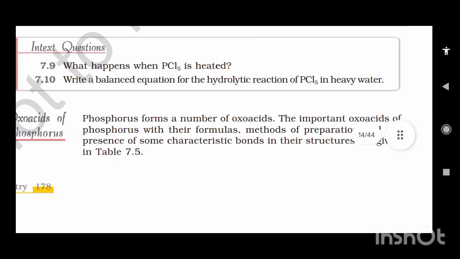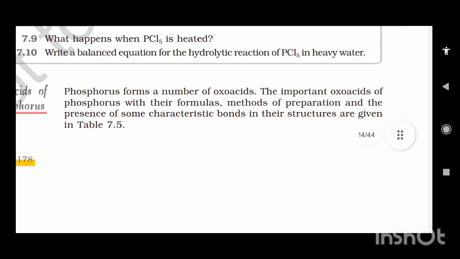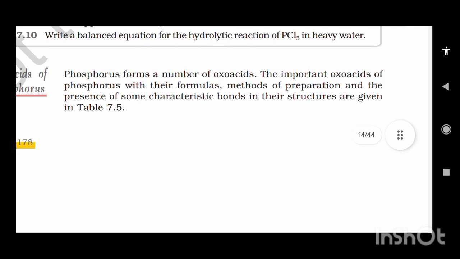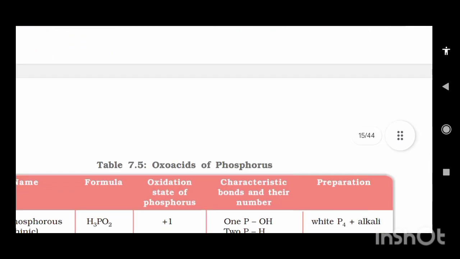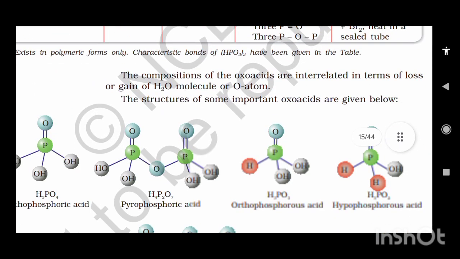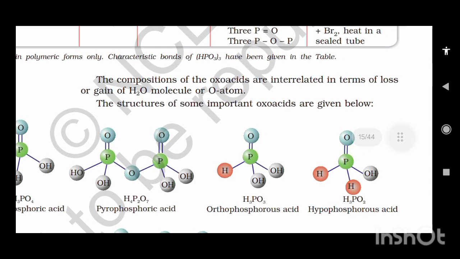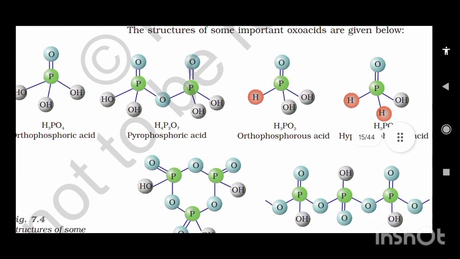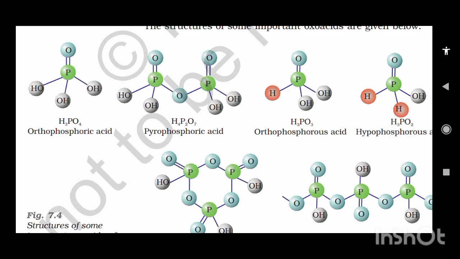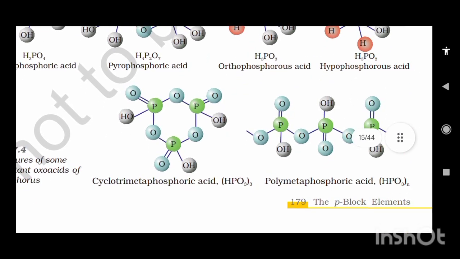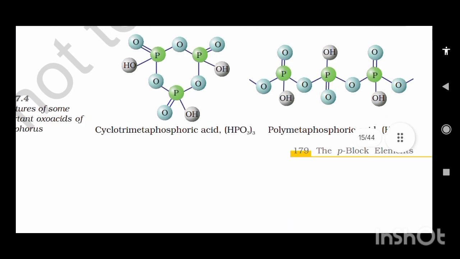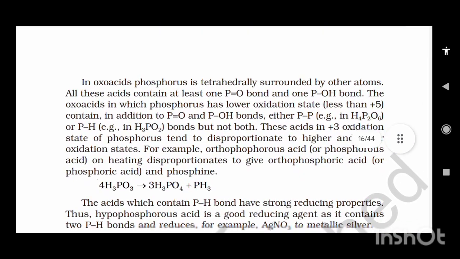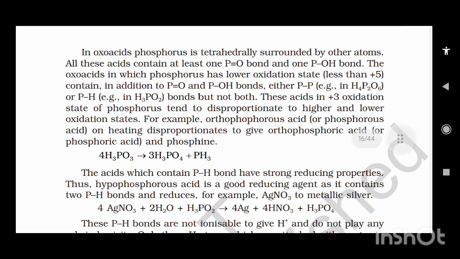Oxoacids of phosphorus. Phosphorus forms a number of oxoacids. The important oxoacids of phosphorus, with their formulas, methods of preparation and presence of characteristic bonds in their structures, are given below. The compositions of the oxoacids are interrelated in terms of loss or gain of H2O molecules or oxygen atoms. The structures of some important oxoacids are like orthophosphoric acid, pyrophosphoric acid, orthophosphorus acid, and polymetaphosphoric acids. In oxoacids, phosphorus is tetrahedrally surrounded by other atoms.